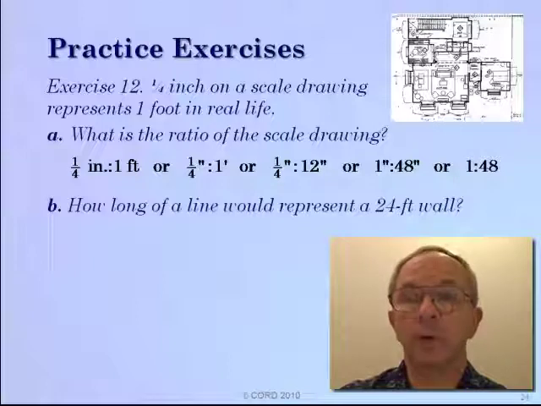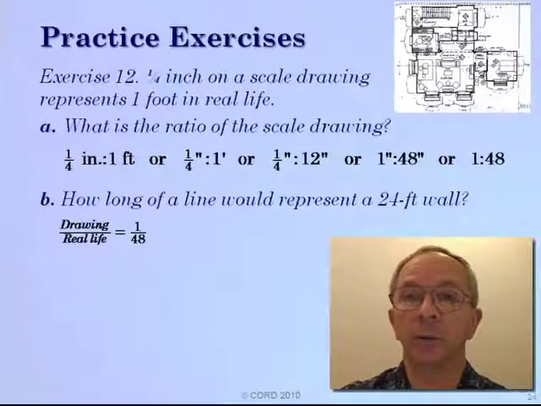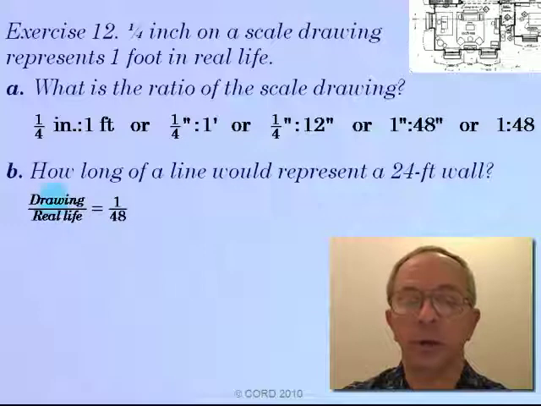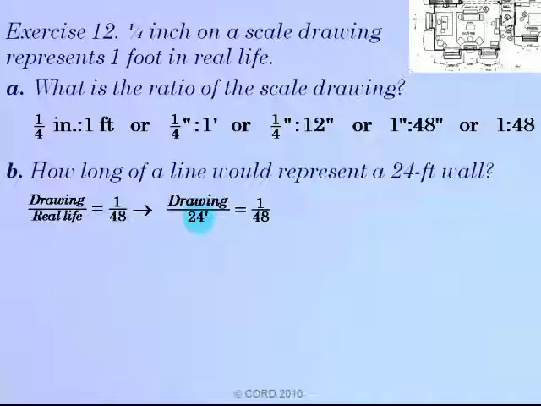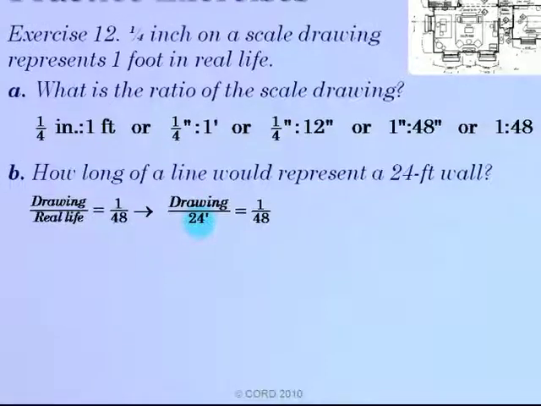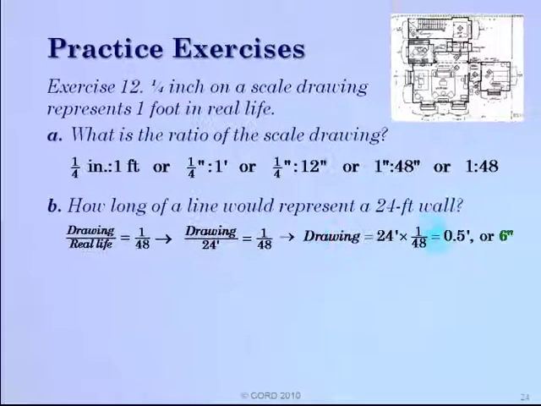Now, how long of a line would represent a 24-foot wall? Well, we're going to have to apply our proportion on our ratio. So we set up a proportion for the drawing dimension to the real life dimension is equal to the proportion of the scale of the drawing, which is 1 to 48. Let's substitute our values in. So we have a 24-foot wall in real life, which we then can multiply out and solve for the drawing equals 0.5 feet, or 6 inches. So a 6-inch line on the drawing would represent a 24-foot wall.